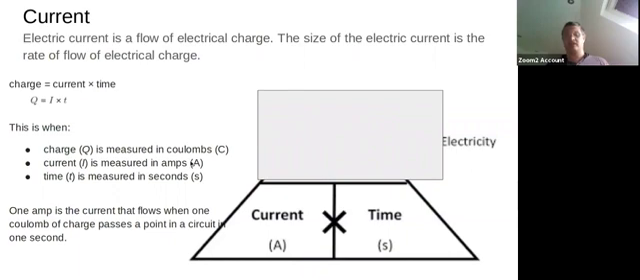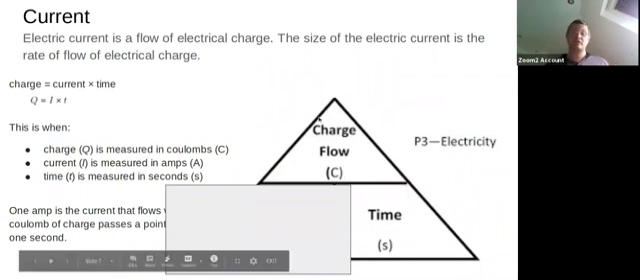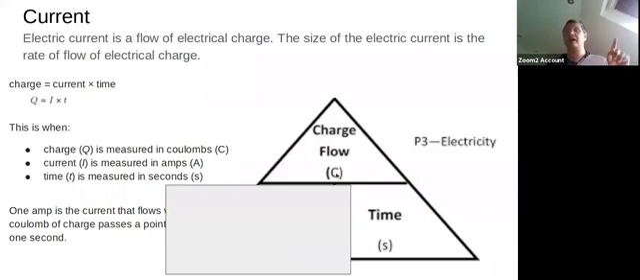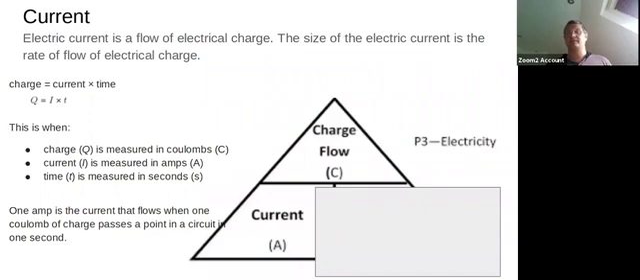If, however, I wanted to work out current, cover up the current, and I get charge flow in coulombs divided by time. It's literally charge flow over time, another way of saying charge flow divided by time. That will give me the current in amps, so long as my charge is in coulombs and my time is in seconds. And finally, if I wanted to work out the time, if they gave me a charge flow and a current and asked how long that current has been flowing, I would do charge flow over current, charge flow divided by current.